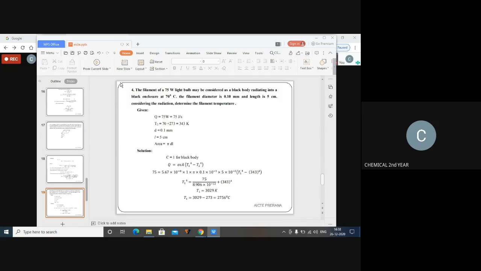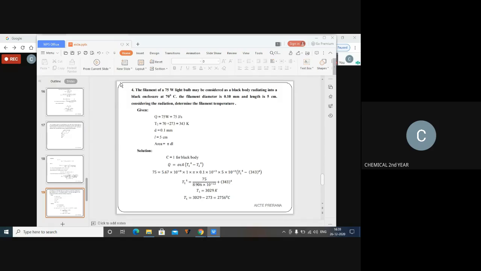So what is the given data? Q is equal to 75 watt is equal to 75 joule per second. Then T2 is equal to 70 plus 273, that is equal to 343 Kelvin, and diameter d is equal to 0.1 mm, and length is equal to 5 centimeter, and area is equal to pi into d into l. So now we have to get into the solution. Emissivity is equal to 1 for black body. So Q is equal to sigma into epsilon into A into T1 power 4 minus T2 power 4.